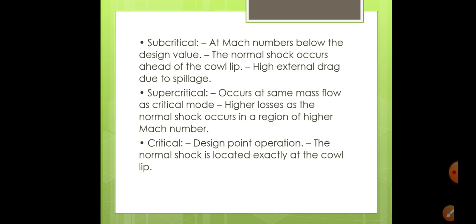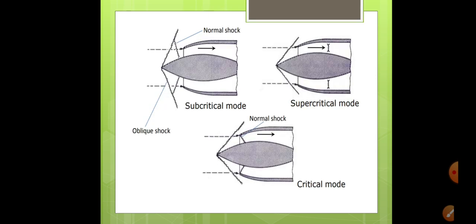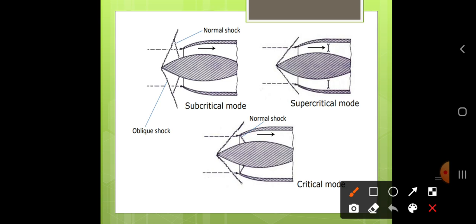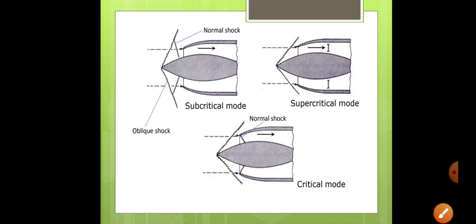Subcritical: at Mach numbers below the design value, the normal shock occurs ahead of the cowl lip, causing high external drag due to spillage. So here we can see formation of shock waves ahead of the cowl lip. Okay, before the starting of intake, there will be a formation of shock waves in subcritical mode.